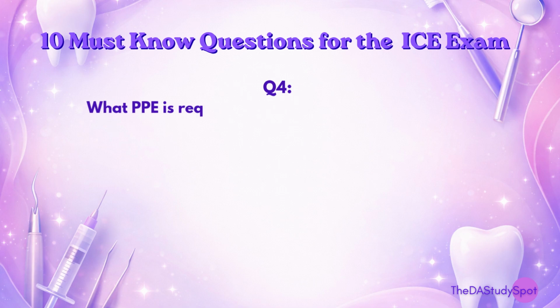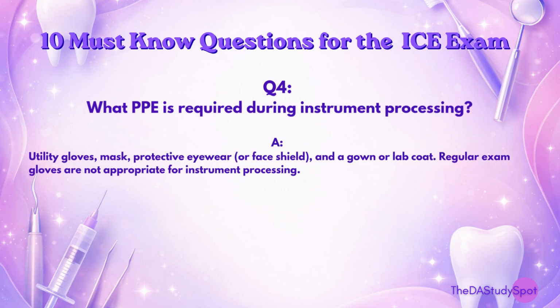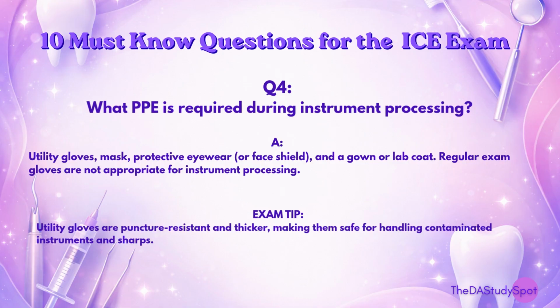Question 4. What PPE is required during instrument processing? The answer: utility gloves, masks, protective eyewear or face shield, and a gown or a lab coat. Regular exam gloves are not appropriate for instrument processing. Exam tip: utility gloves are puncture resistant and thicker, making them safe for handling contaminated instruments and sharps.